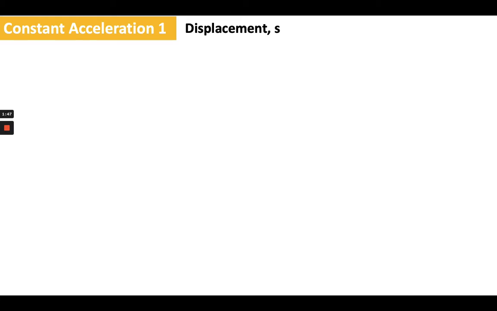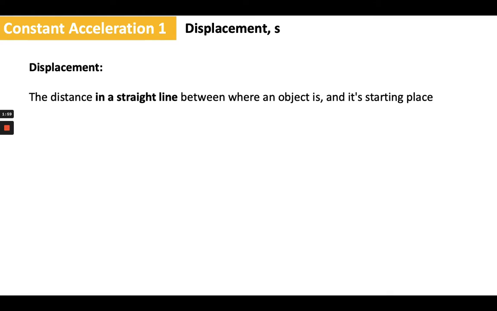So let's start with displacement. Displacement we label as S when we're doing mechanics, not to be confused with speed. That's a key thing that can sometimes happen when we first start, but displacement is S. Displacement is the distance in a straight line between where an object is and its starting place. Occasionally it might be the distance in a straight line between where an object is and some other defined location, or the origin. So we might define somewhere else as the origin.